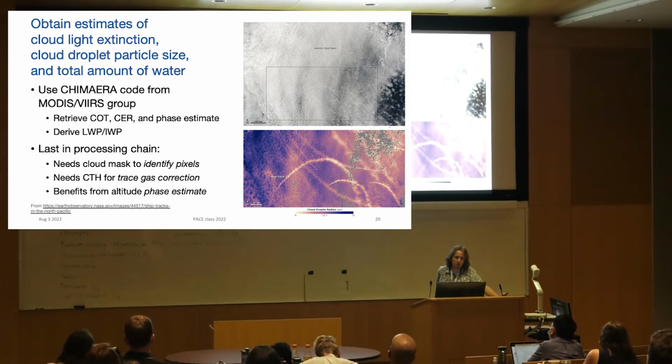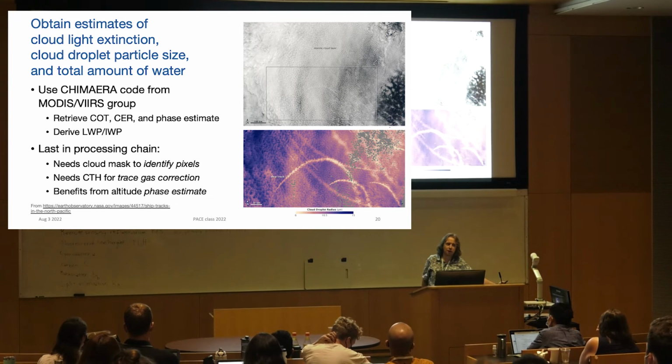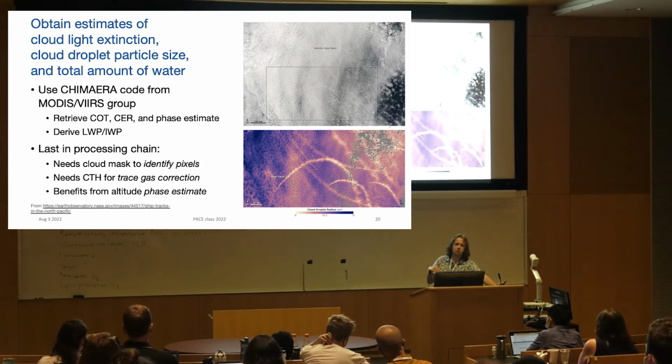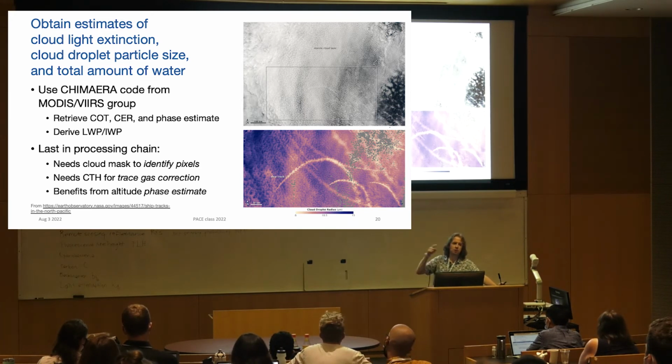And it's last in the processing chain because first we have to have the cloud masks to know which pixels are cloudy. We have to know the cloud height to correct for absorbing gases, the same as we do for ocean color. You have to correct for things like ozone and water absorption above the clouds. So when we've got that, we get this.